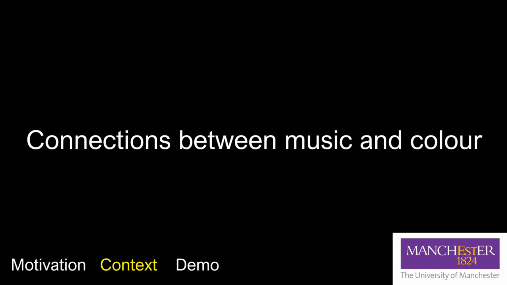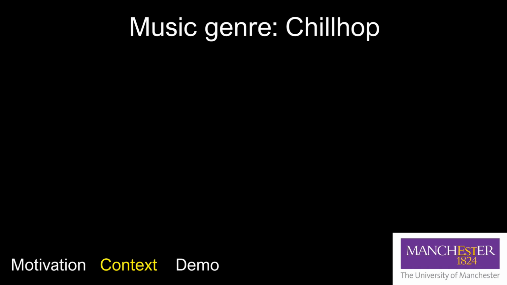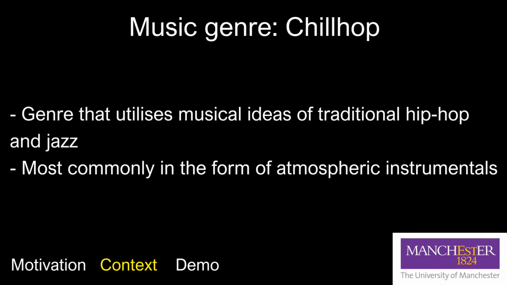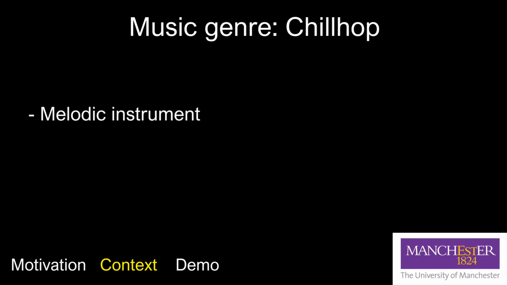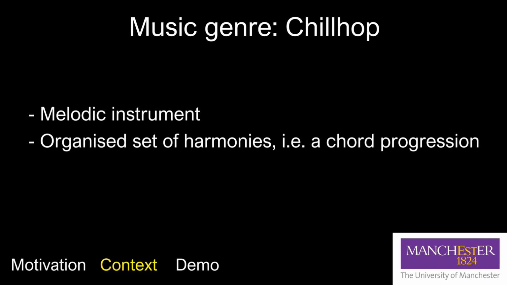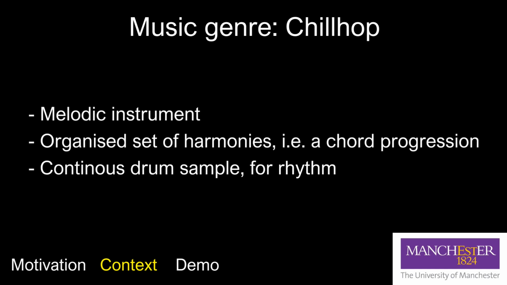Now I'll discuss how the color attributes in an image are associated with musical properties. The musical style I have integrated is chill hop, a genre that blends elements of traditional jazz and hip hop to create unique sounding instrumentals. These instrumentals primarily consist of the following elements: a melodic instrument, a chord progression, which is an organized set of musical harmonies, and a continuous loop of a drum sample to provide rhythm.